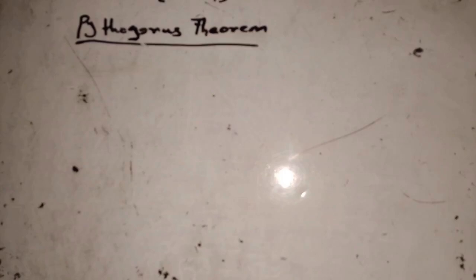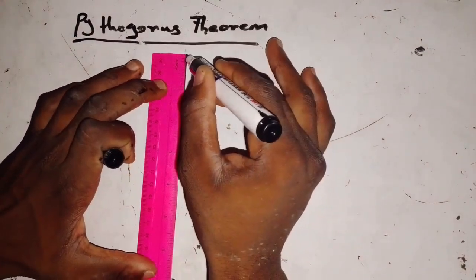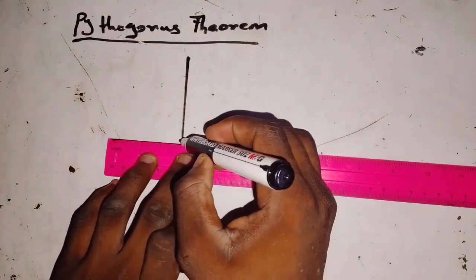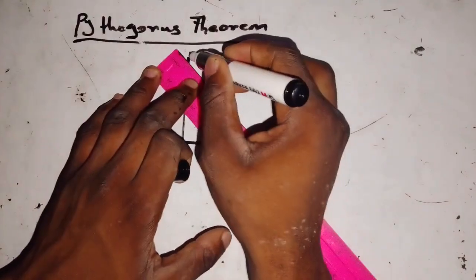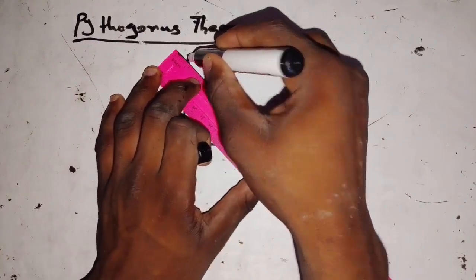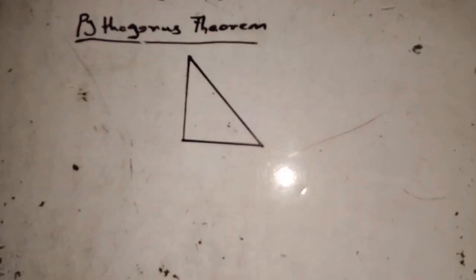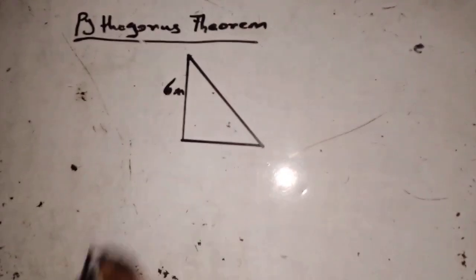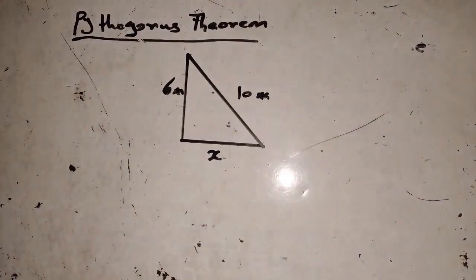So our other example is like this. Here we have a triangle, like this. This is the hypotenuse. We have 6 meters here, we have x here, we have 10 meters here, and here we have 90 degrees. We have been asked to find x.